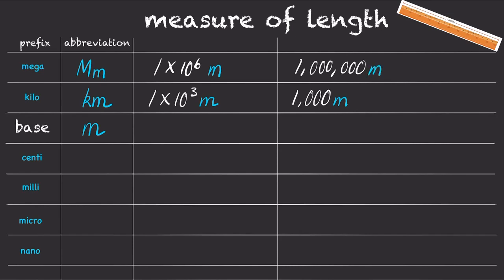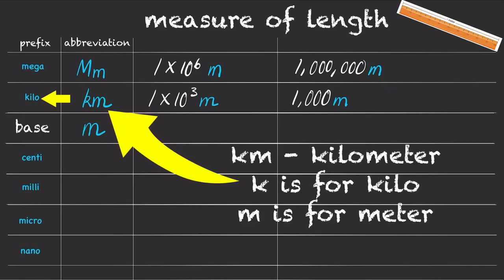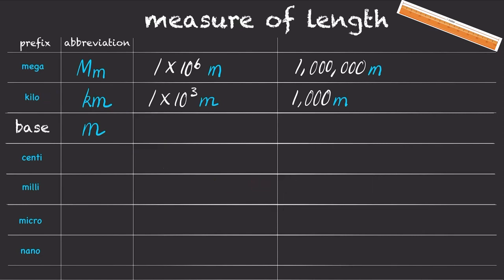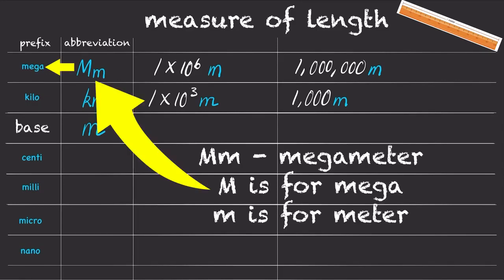Notice, kilo is abbreviated as a lowercase k, so kilometer is abbreviated as km, where the k is for kilo and the m is for meter. Likewise, mega is abbreviated as a capital M. So megameter is abbreviated as Mm, where the big M is for mega and the small m is for meter.